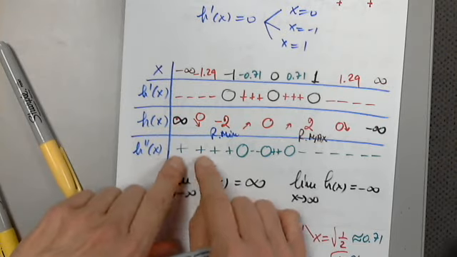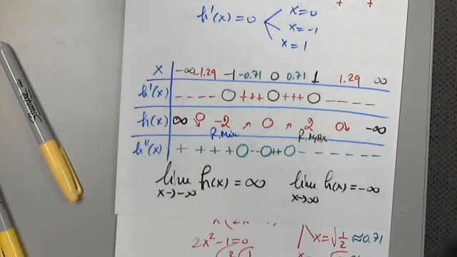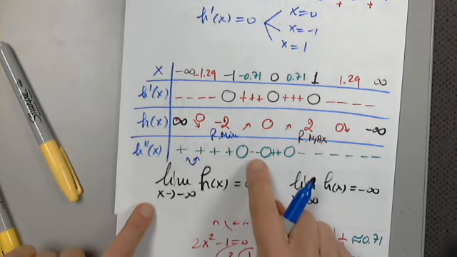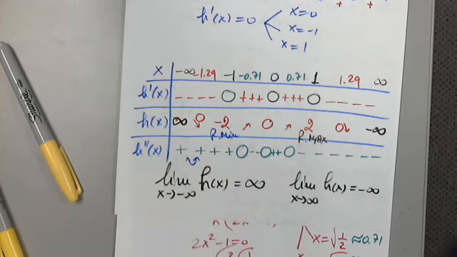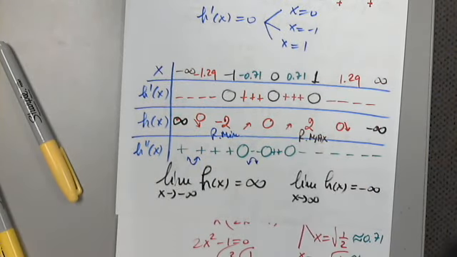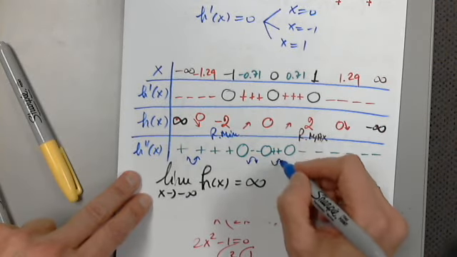When the second derivative is positive, the function we say holds water, opens upward. So that's the symbol I need. When the second derivative is negative, the function opens downward. And this is the symbol that represents that. And so on and so forth.